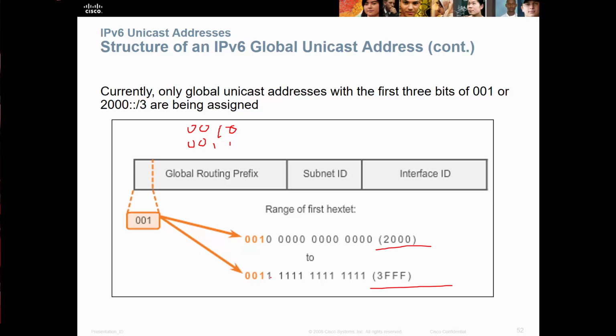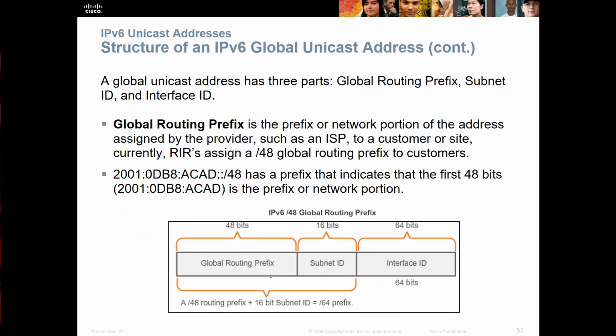But those are going to be the addresses that are set aside for global unicast addressing, meaning these are going to be the ones that you get on the internet with. So global routing prefixes, you're going to notice how most of them are going to be growing off of fixed lengths. Here, you're going to notice the global routing prefix could be a /48. We add in 16 bits for our subnet, and so this group is 64 bits.